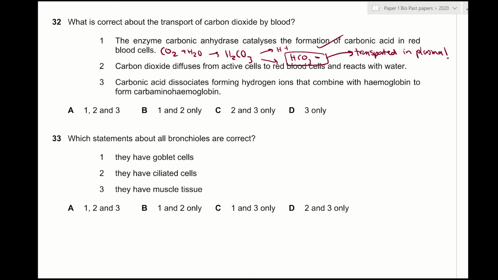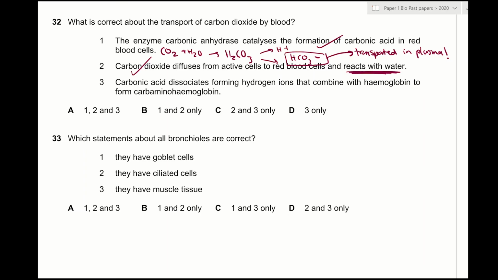So this is correct. 2. Carbon dioxide diffuses from active cells to red blood cells and reacts with water. As you said, it reacts with water by the enzyme carbonic anhydrase, which catalyzes this reaction. Therefore, this is correct.